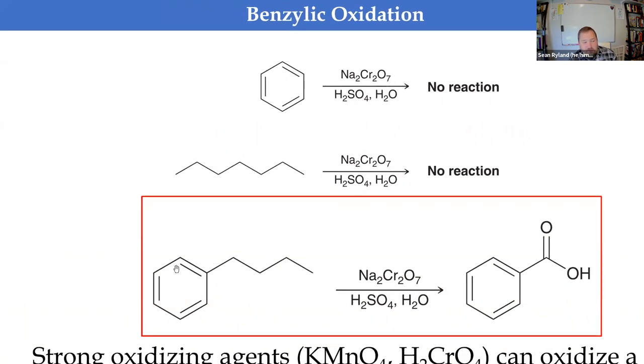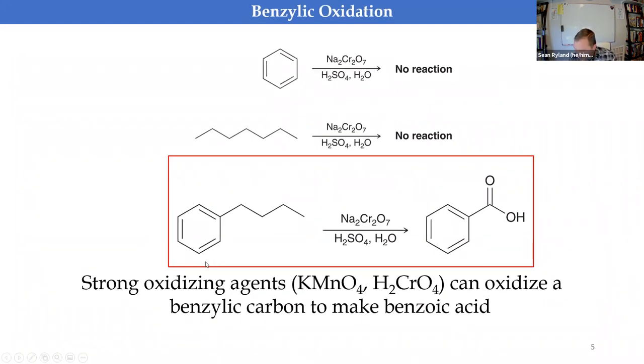However, if you have a carbon that's attached to a benzene and you expose it to dichromate, you can oxidize the benzylic carbon. And this actually winds up being one of those reactions where we can modify the carbon skeleton. Because any alkane that's attached to a benzene ring, that benzylic position winds up having a lot of resonance, right? And so it actually behaves differently than either benzene by itself or an alkane by itself.